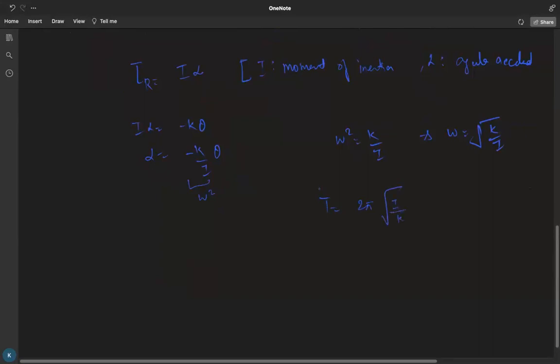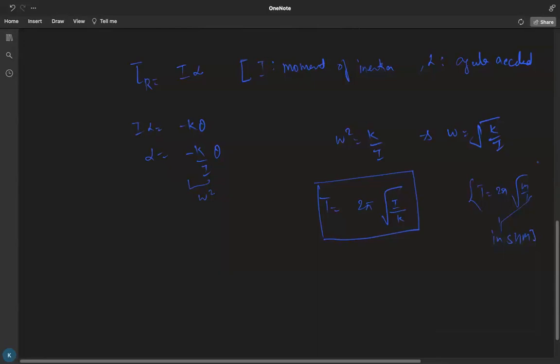If you notice, nothing has changed. In simple harmonic motion our time period is 2 pi root under m by k. Similarly, here I just take the analog of mass in the time period also. The analog of mass in rotation is moment of inertia, so our time period takes the form 2 pi root under I by k.